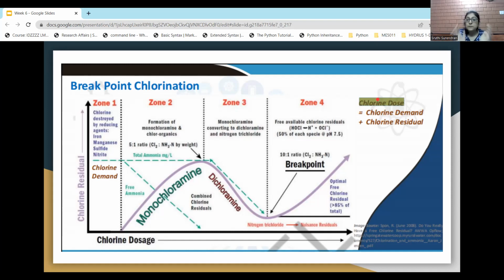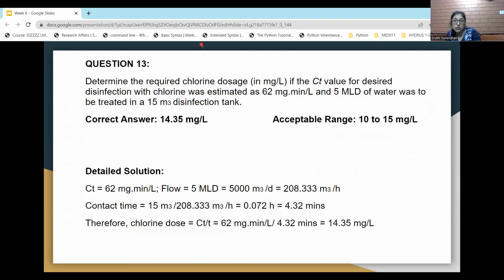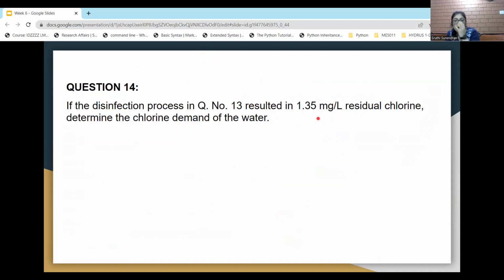That is the optimum amount of chlorine dose. So, when we move to this question, in this disinfection process that we have told in question number 3, it is resulting in 1.35 milligrams of residual chlorine. So, what is the value that is being provided here? Chlorine dose. So we have got the value for chlorine dose is equal to 14.35 milligram per liter. Here they have given residual chlorine is equal to 1.35 milligram per liter. They are asking us to find a chlorine demand.